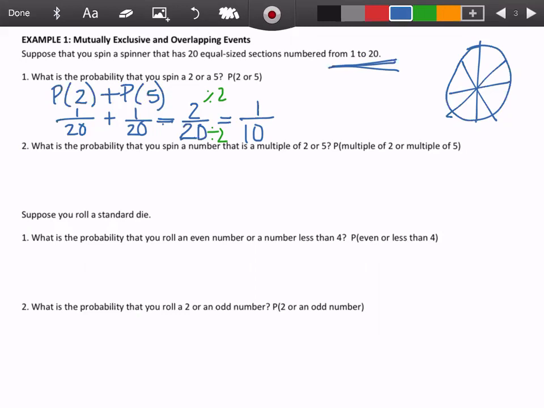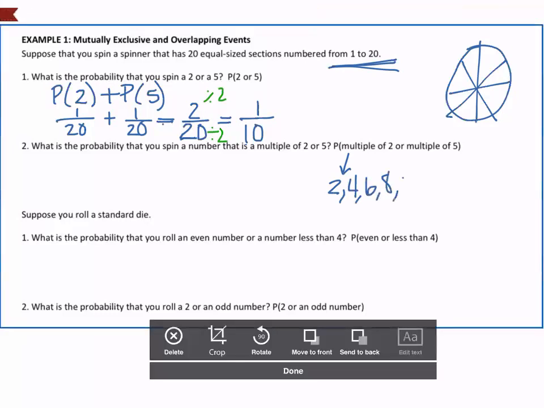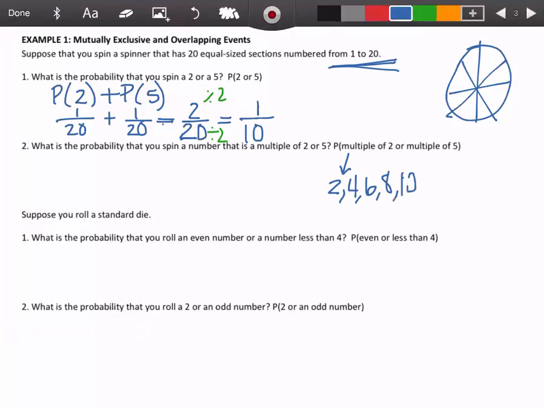So first we have to list the multiples of 2 all the way up to 20. So multiple of 2 is 2, 4, 6, 8. Multiples are anything that the number can divide into. So we're going bigger because 2 can divide into all of these. Then 12, 14, 16, 18, 20.